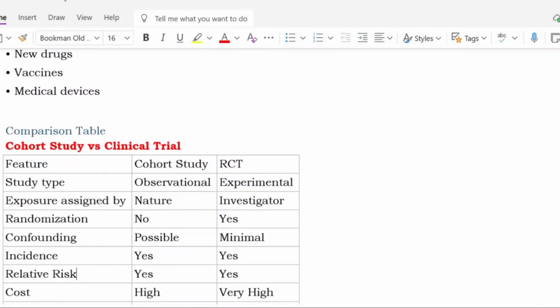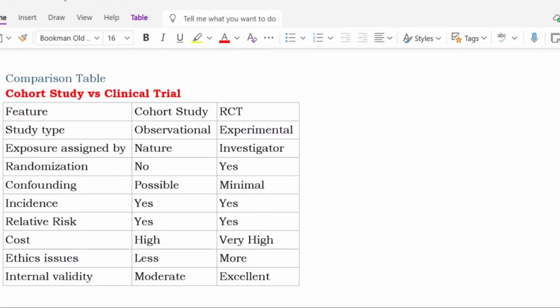Now we'll compare the clinical trial with the cohort study. A cohort study is an observational study, while an RCT is experimental. Exposure is assigned by nature in the cohort study, while in the RCT it is the investigator who assigns the exposure. Randomization is not done in the cohort study, while the RCT will have randomization. Confounding is possible with a cohort, but it is minimized in the RCT. Both will give you incidence and relative risk. Both are costly. Ethical issues are less with the cohort, but more with the RCTs. Internal validity is moderate with the cohort, while excellent with the RCT.